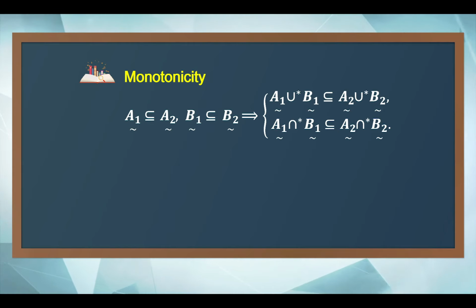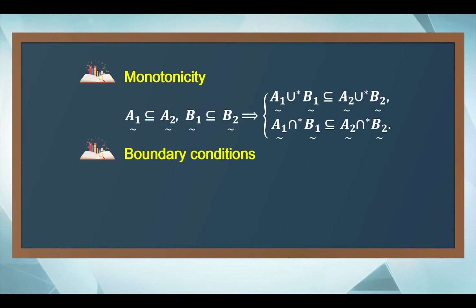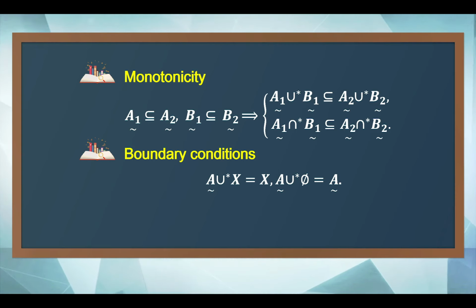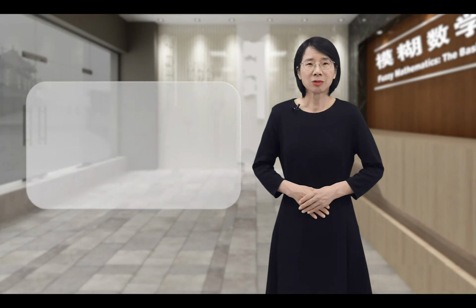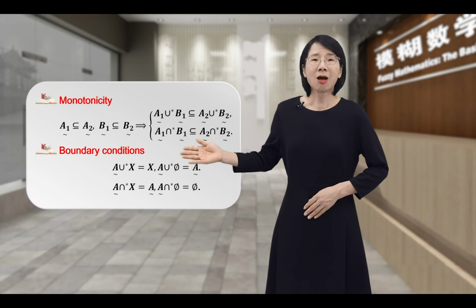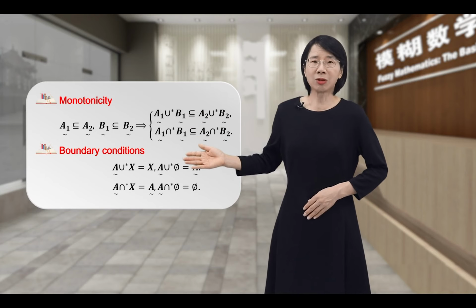In addition, they should satisfy the following boundary conditions. The generalized union of A and the universal set should be the universal set. The generalized union of A and the empty set should be A. The generalized intersection of A and the universal set should be A. The generalized intersection of A and the empty set should be the empty set. Actually, the boundary conditions are the domination laws and the identity laws.